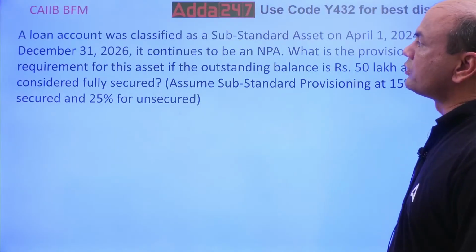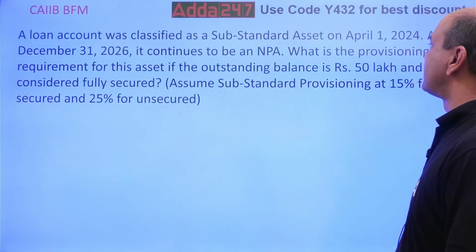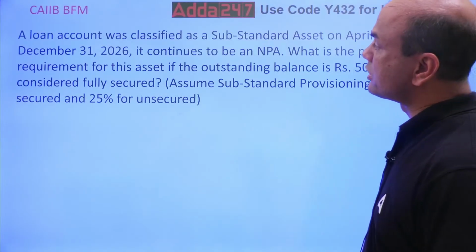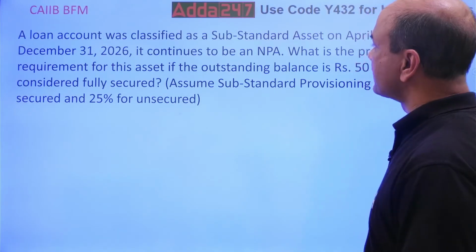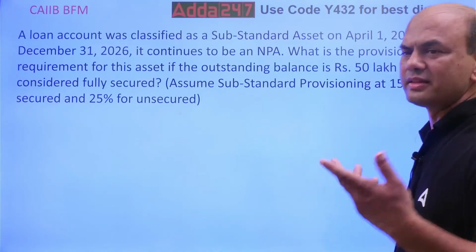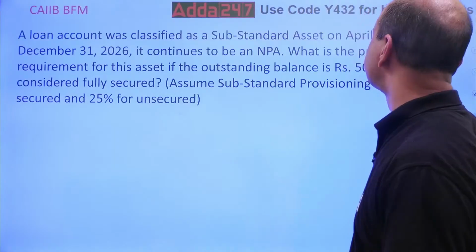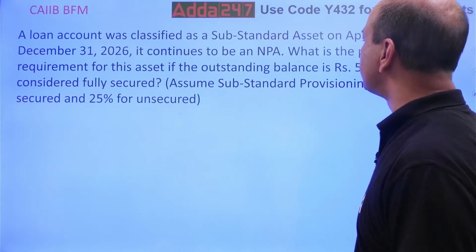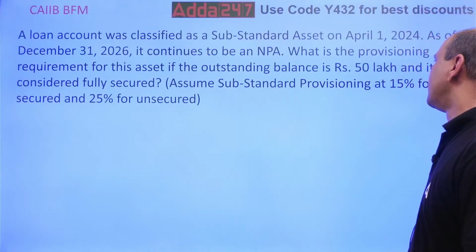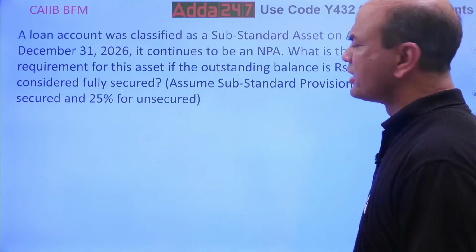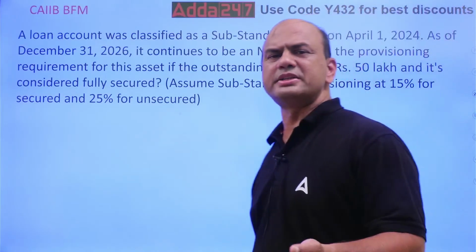A loan account was classified as substandard on April 1, 2024. As of December 1, 2026, it continues to be an NPA. Now 26 is future, but let's calculate. What is the provisioning requirement for this asset if the outstanding balance is 50 lakhs and it is considered fully secured? So fully secured, completely secured.